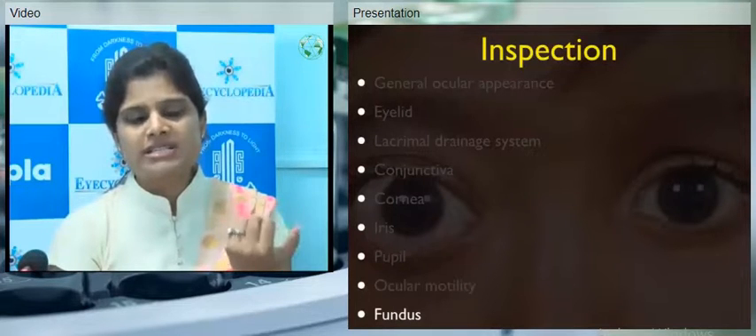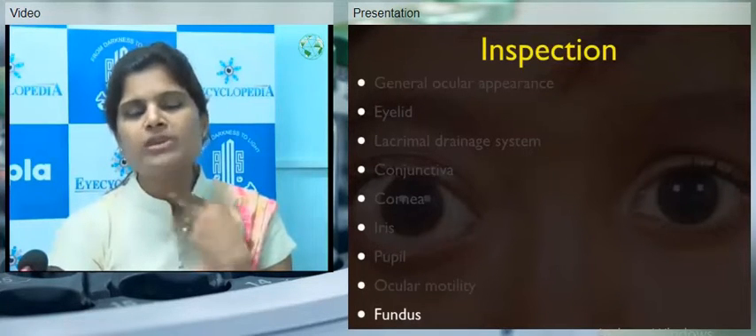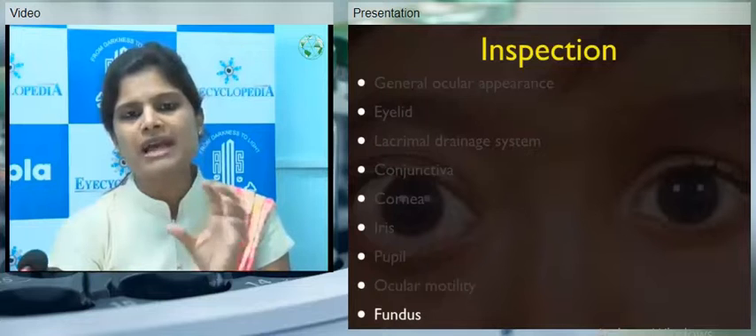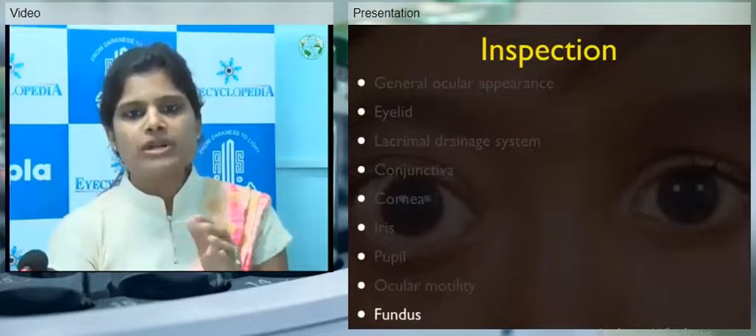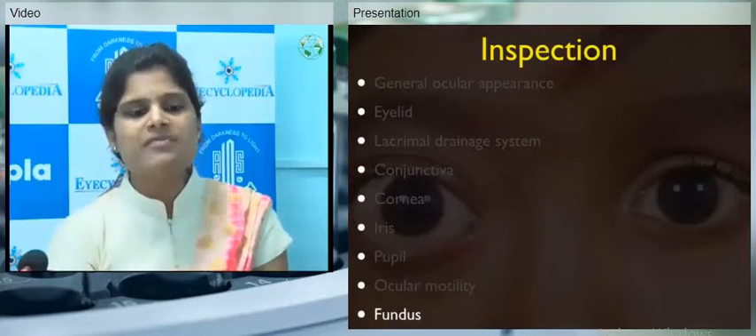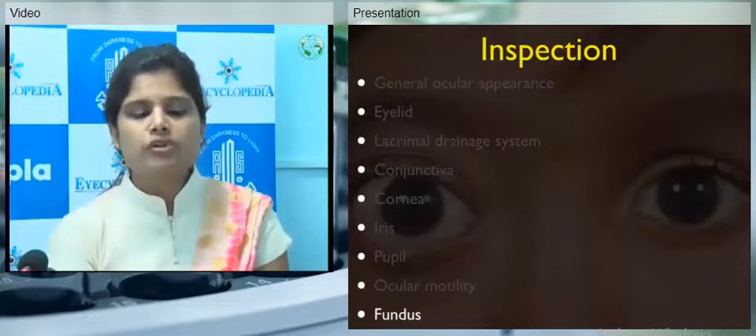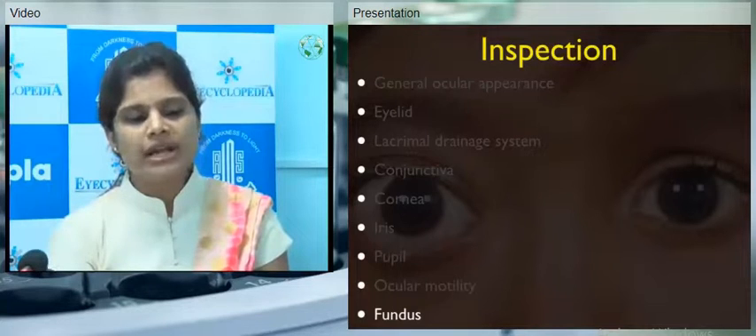If there is resistance to retro displacement of the globe, that indicates that the patient has a solid tumor which is causing proptosis. If there is no resistance, that means the patient has a vascular tumor. So each of these tests gives us a clue about the diagnosis.